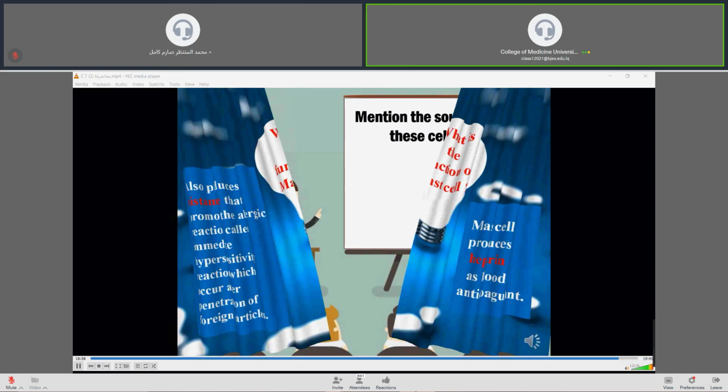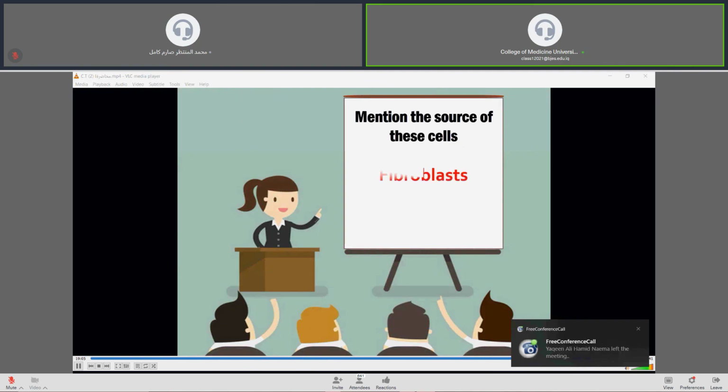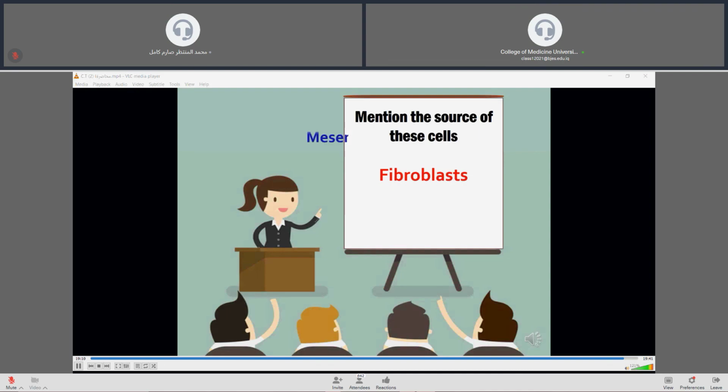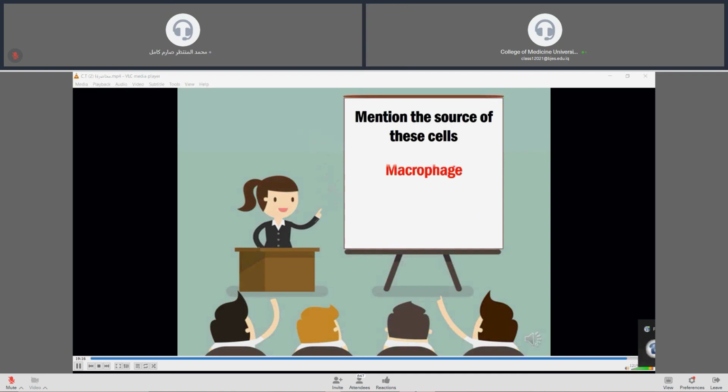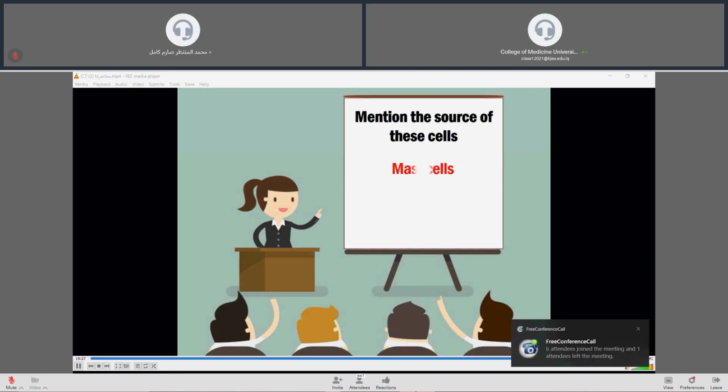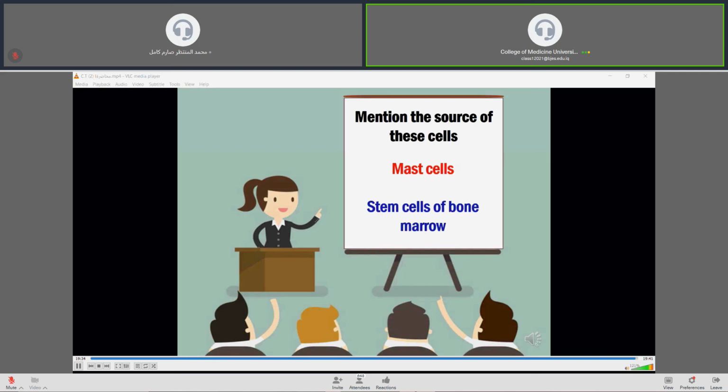Mention the source of these cells. Fibroblasts arise from mesenchymal cells. Macrophages arise from stem cells of bone marrow. Mast cells also arise from stem cells of bone marrow.